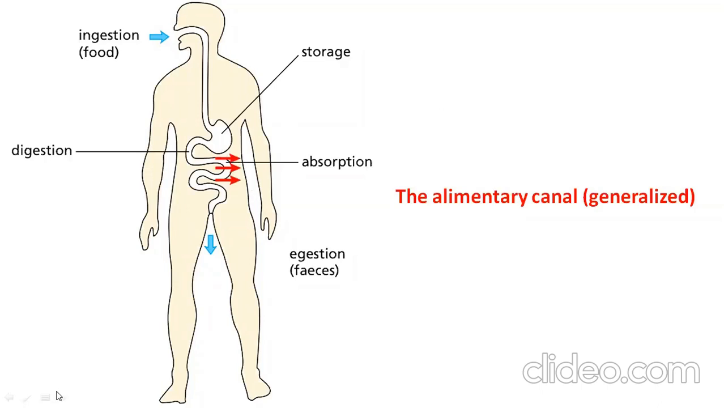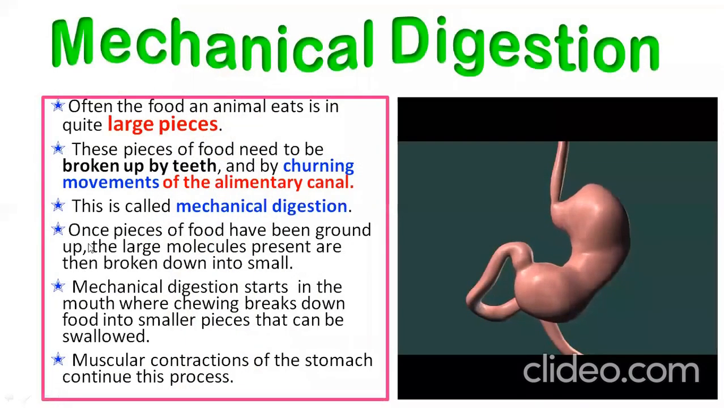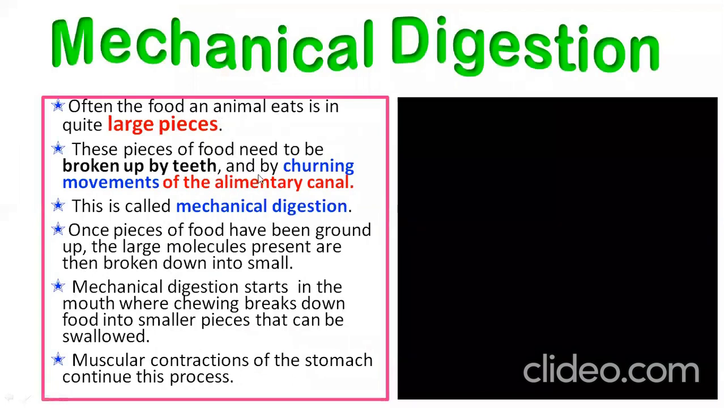Now, we will discuss each part, don't worry. So, mechanical digestion: often animals eat food in large pieces. These pieces of food need to be broken by teeth or by the churning movement of the alimentary canal. So this mechanism is called what? Mechanical digestion. Once the pieces of food are ground up, the large molecules present are then broken into small molecules. Mechanical digestion starts in the mouth.